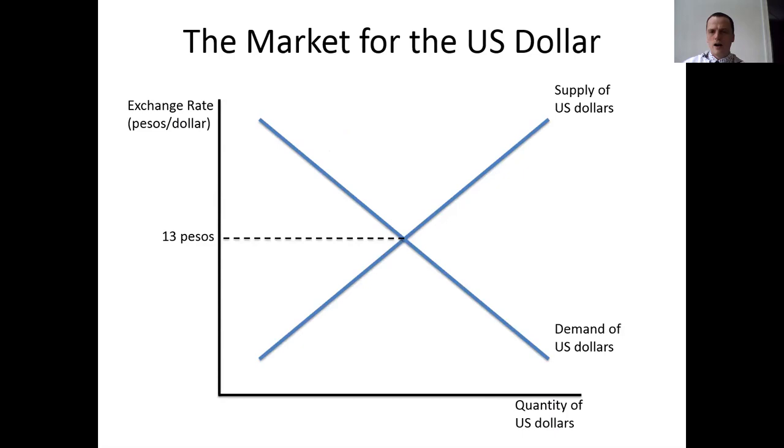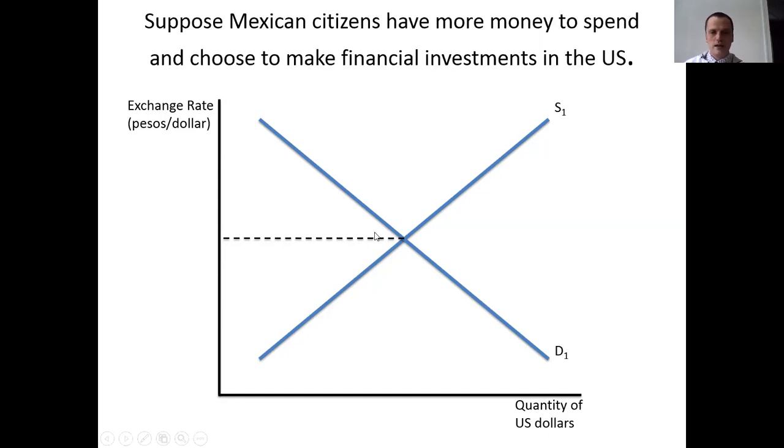All right, so supply and demand curve, not different from anything we've done in the past. Equilibrium, we're graphing equilibrium here at 13 pesos. And then we're writing down our S and D for the supply and demand curves. Let's use a couple examples. Let's suppose Mexican citizens have more money to spend and choose to make financial investments in the United States.